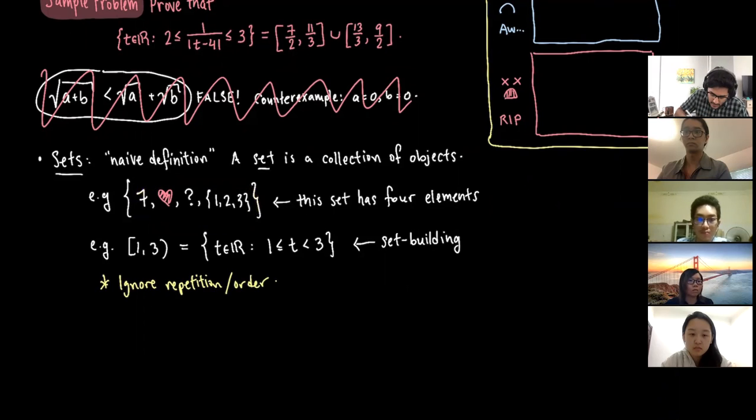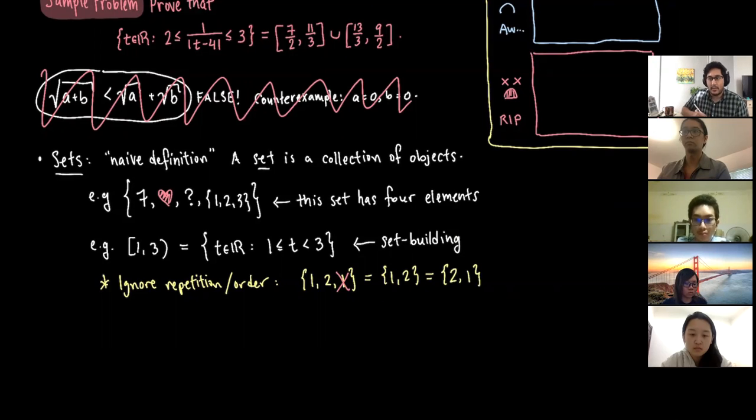So for example, if I have the set 1, 2, 1, that's the same as the set 1, 2 because of the repetition. The 1 here and the 1 here, since it's a duplicate, you don't write it twice. That's just a quirk of set notation. And ordering doesn't matter. So 1, 2 is the same as 2, 1. Those are the same set, okay?